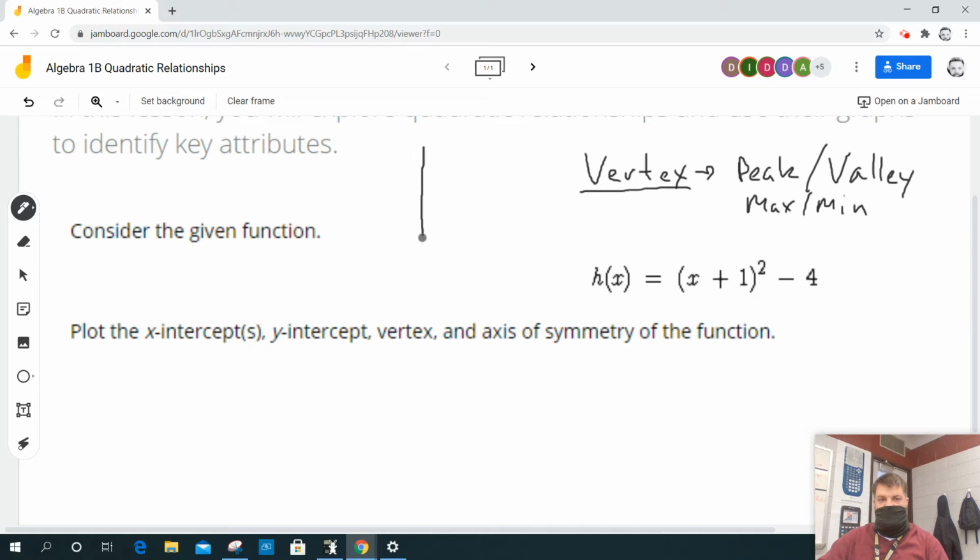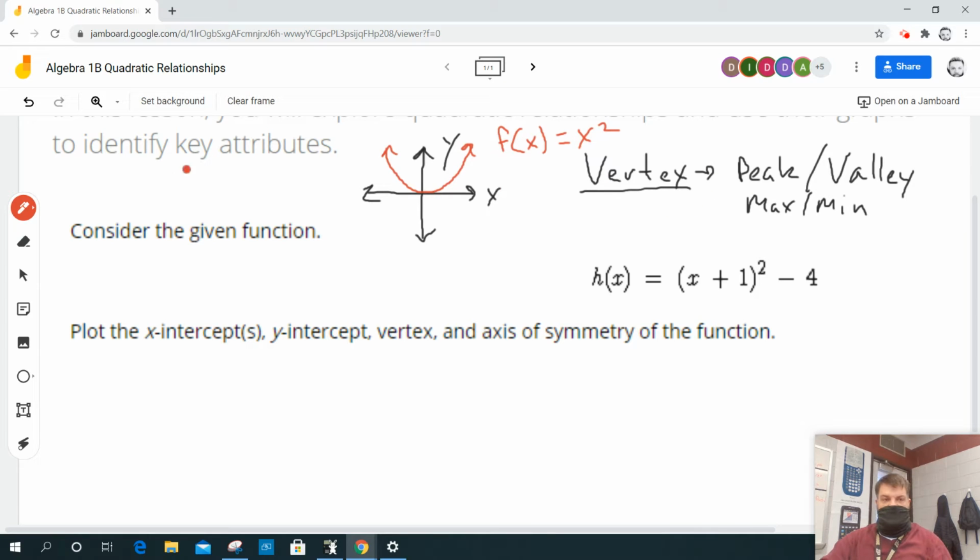Remember that when we graph a quadratic on the xy plane, it usually looks like this. This is the basic shape of the quadratic. That's the parent function of quadratics, which would be like f of x is equal to x squared.